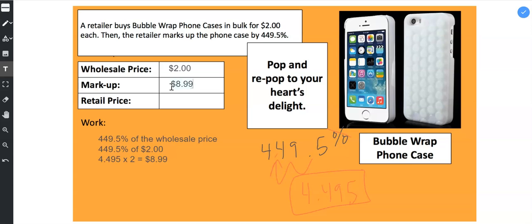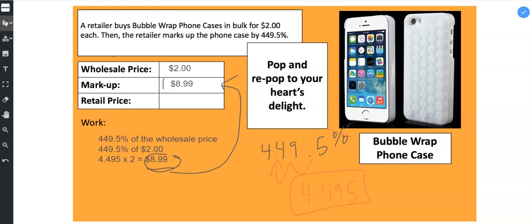You want to put the markup dollar amount here. A lot of people are making the mistake of putting the percent written as a decimal up here. That does not go there. Instead, you want this dollar amount, in this case the markup dollar amount, to go here.